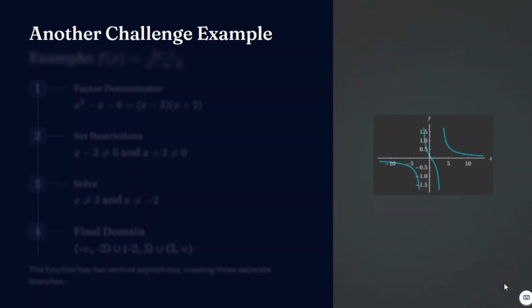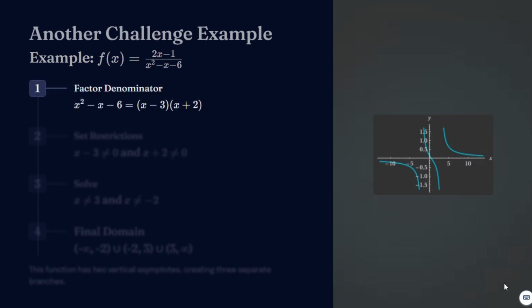Let's look at one more example. Let's say our function is 2x minus 1 over x squared minus x minus 6. So this is a rational function. So we know that the denominator can never be 0. So we'll need to find values of x that make the denominator 0 and exclude them from our domain.